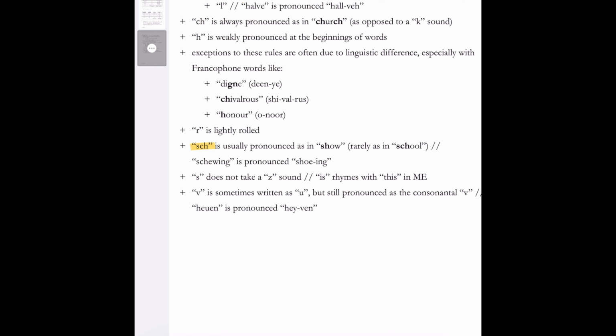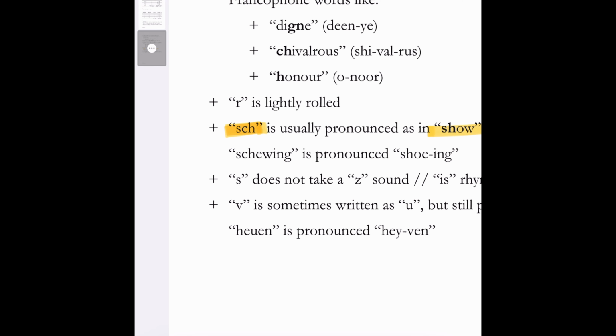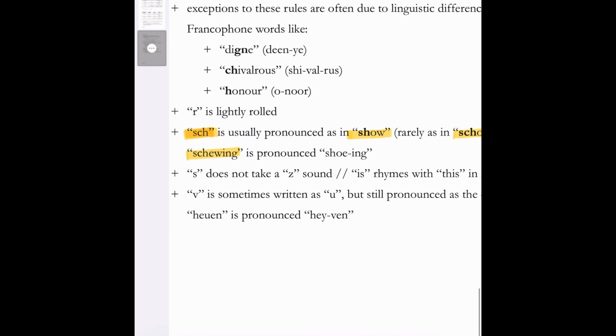SCH, excuse me, pronounced usually as in show. Sh. This would usually make the sh sound. Rarely as in school. So shooing, like the showings of Julian and Norwich, pronounced shooing. Having some of our diphthong friends come over to play.